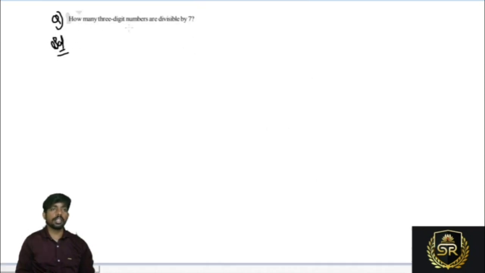So here, how many 3-digit numbers are divisible by 7? First of all, a 3-digit number starts from 100, right? So 100 is not divisible by 7. 101 is not divisible by 7. 102 is not divisible by 7. 103 is not divisible by 7. 104 is not divisible by 7. 105 is divisible by 7, right?